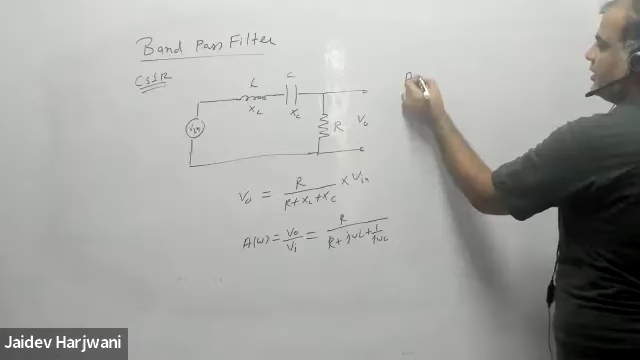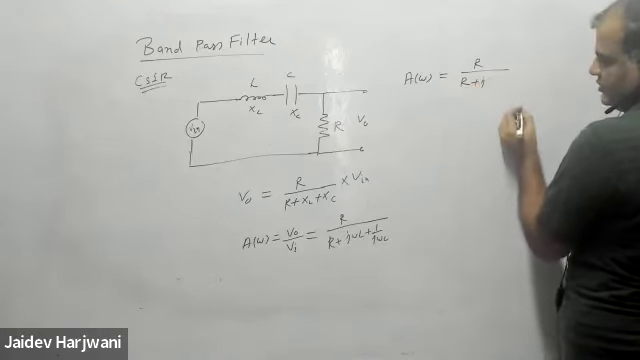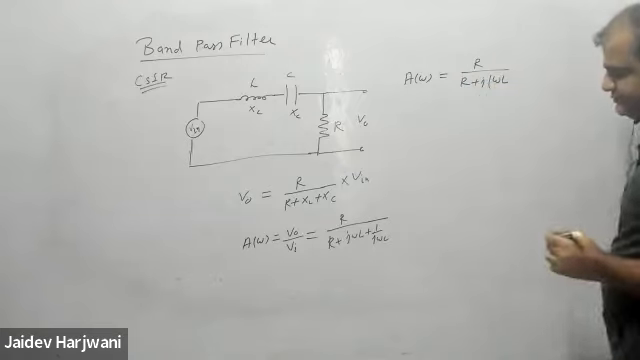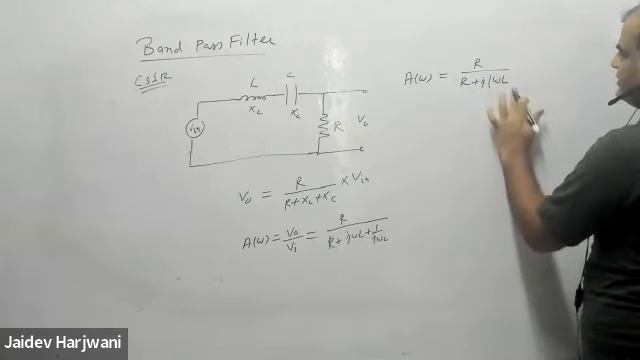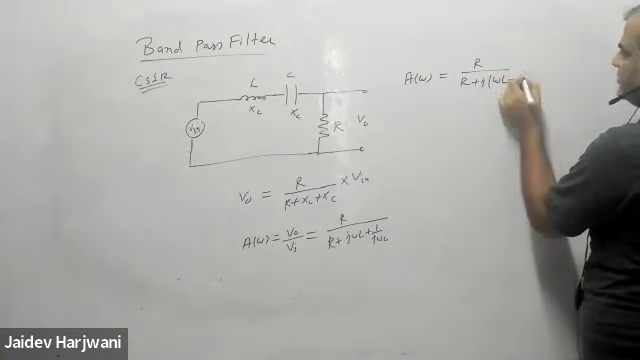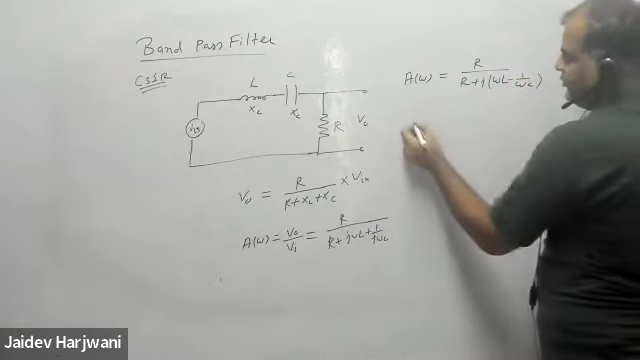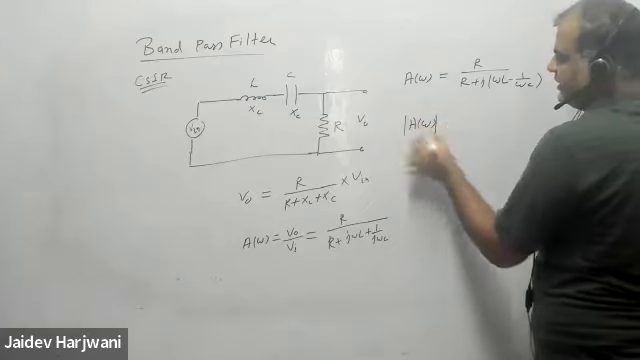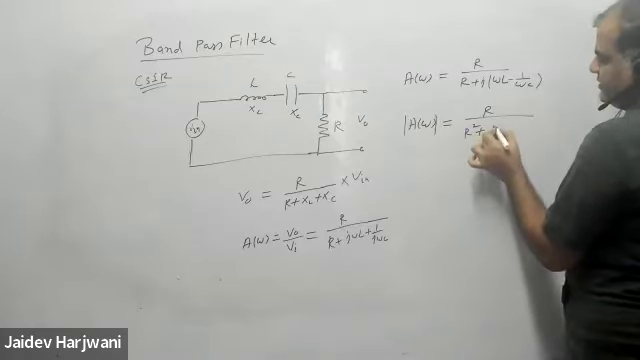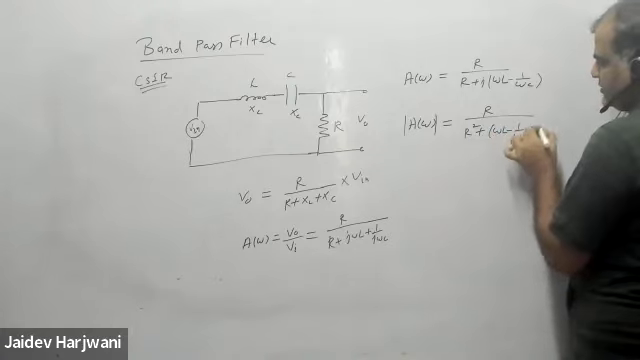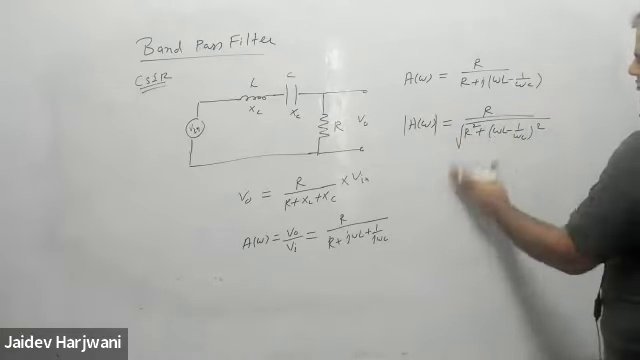So the gain can be written as R upon R plus j common omega L, okay, I'm taking j common, the j square minus 1 by omega C. This is the function of gain and the amplitude, how will we write it? Amplitude will become R upon under root of R squared plus omega L minus 1 by omega C whole squared. This is the formula for magnitude.